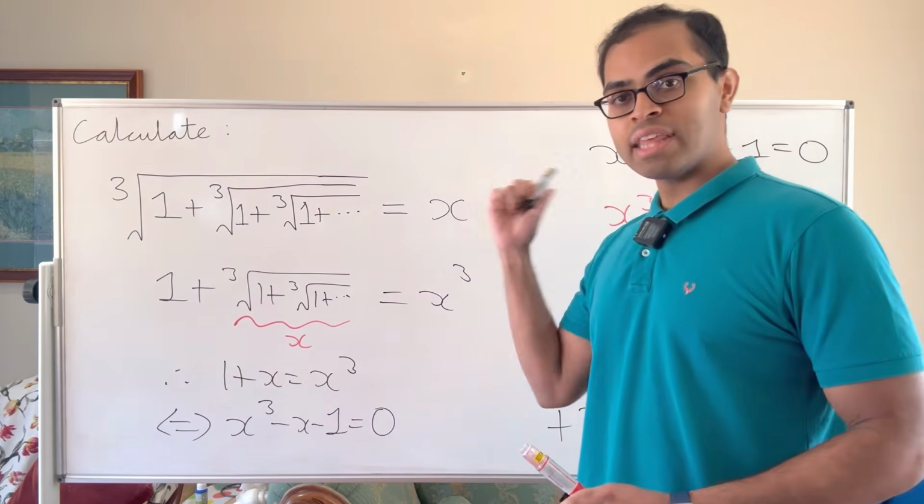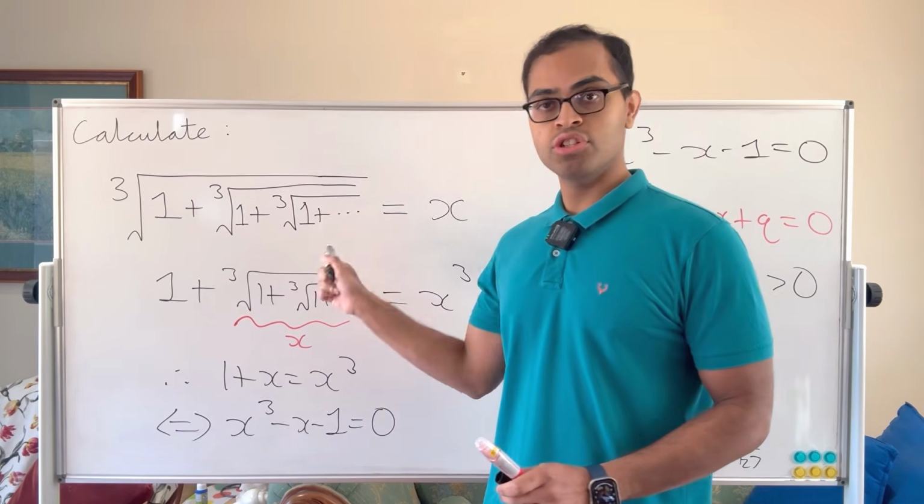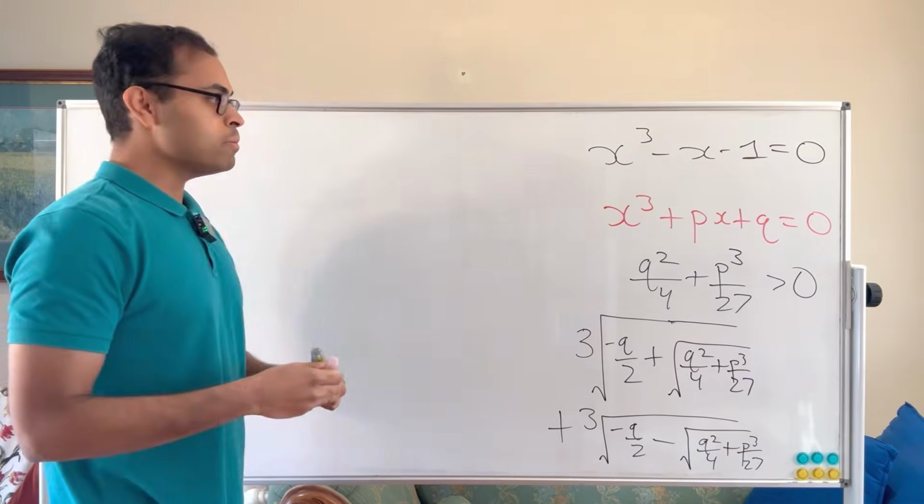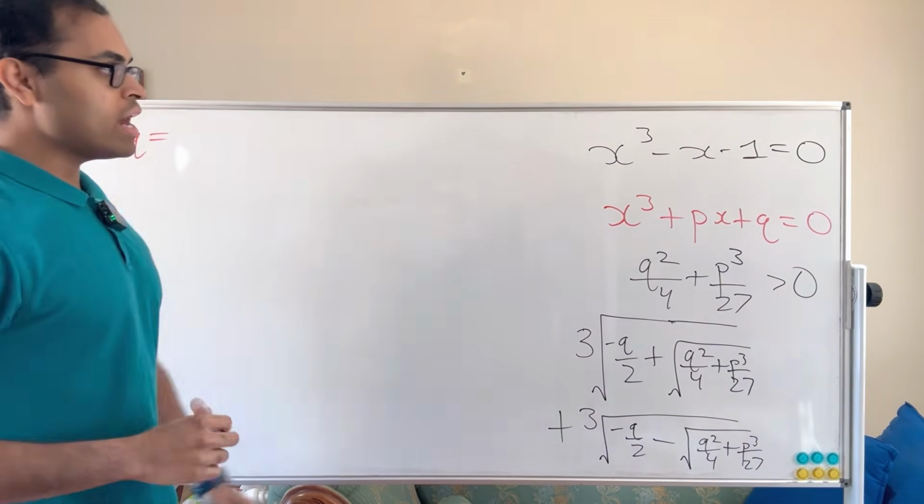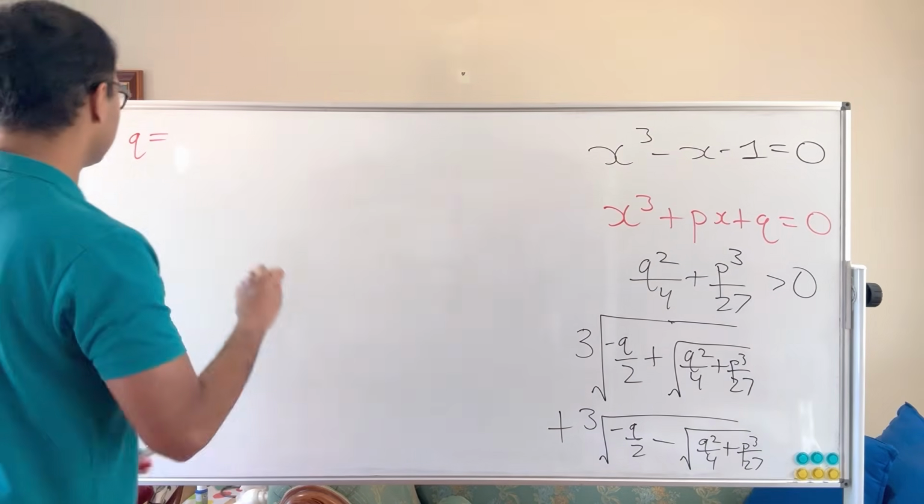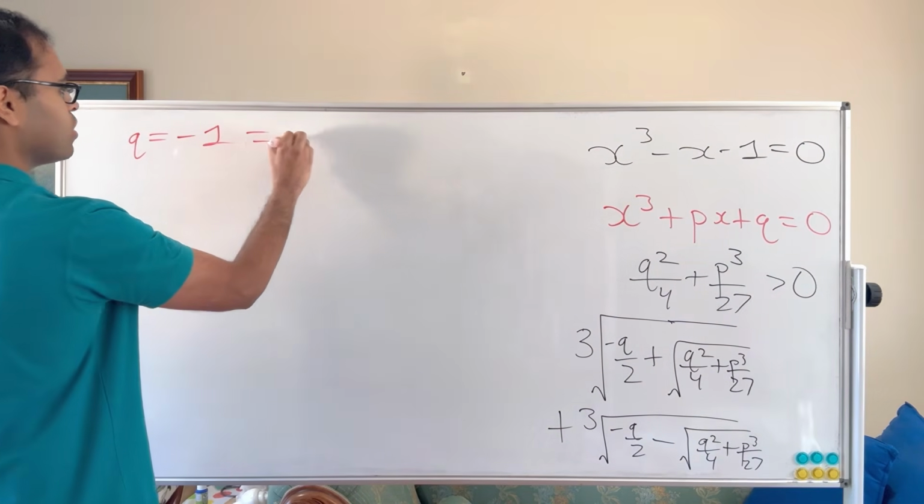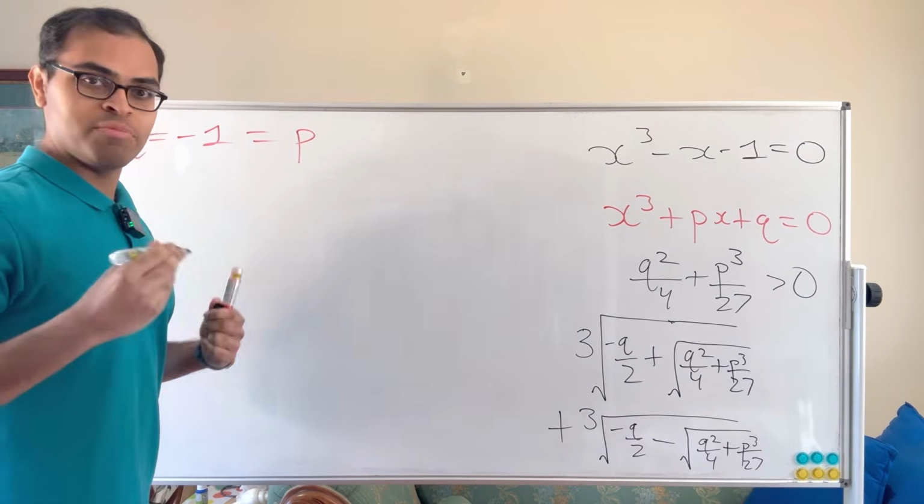I'll explain how that comes up, but now let's use that formula to write down the solution to this problem. In our problem, q is going to equal -1 and p is going to equal -1, because those are the coefficients of our original depressed cubic. So q is equal to -1 is equal to p. Now we can just plug in and find this number, which is going to be so beautiful.